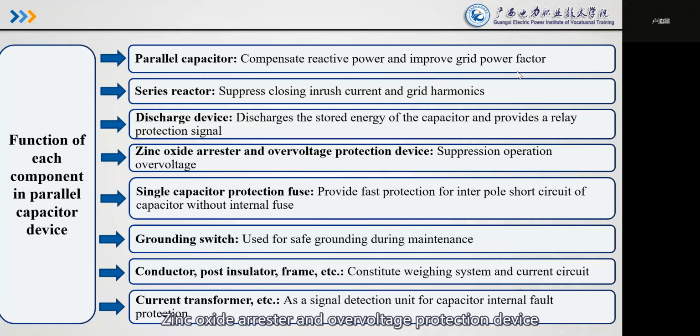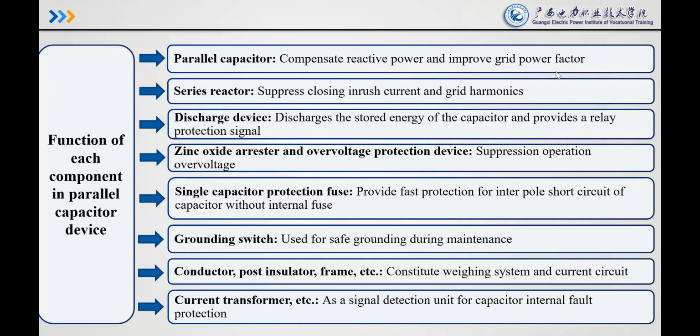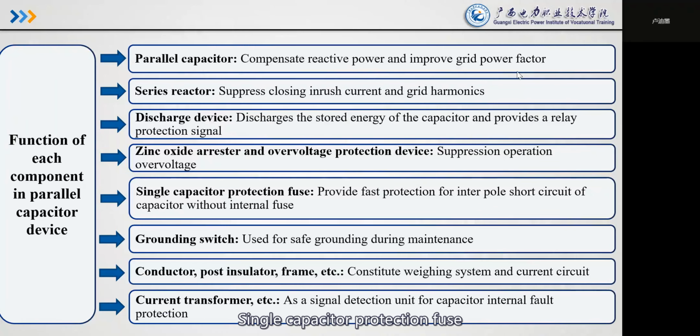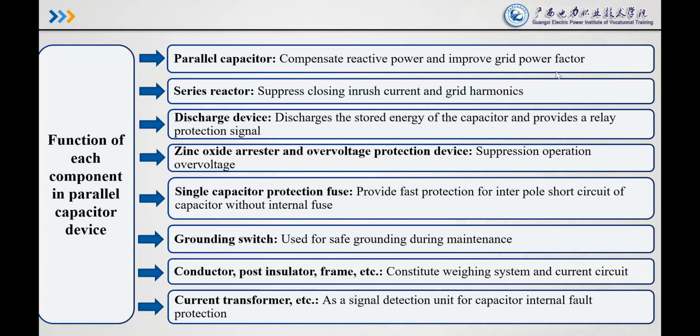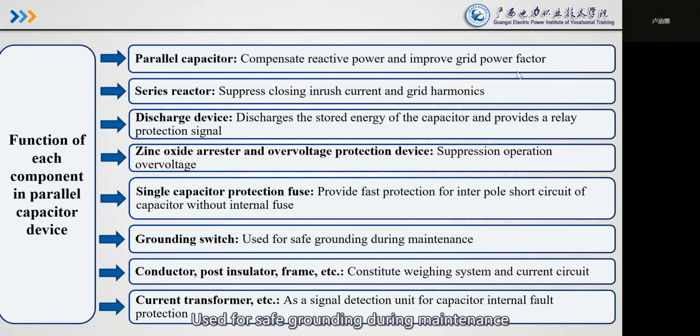Zinc oxide arrester and overvoltage protection device: suppress operation overvoltage. Single capacitor protection fuse: provide fast protection for inter-pole short circuit of capacitor without internal fuse. Grounding switch: used for safe grounding during maintenance.